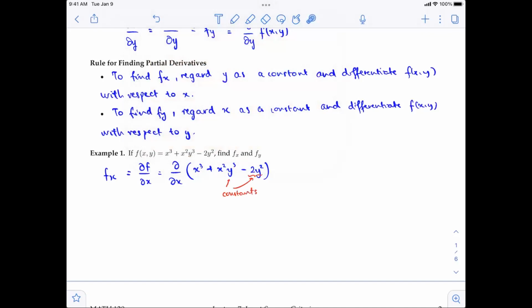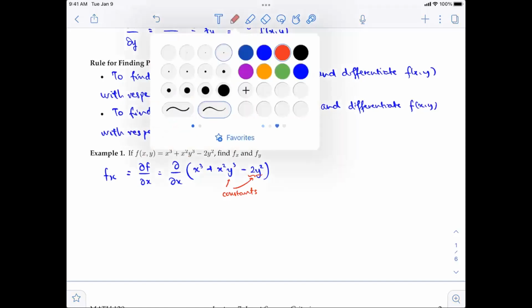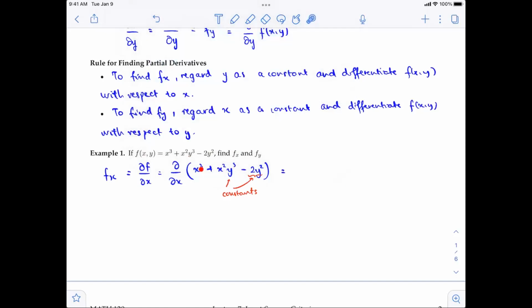Okay, and then you just take the derivative with respect to x. The derivative of a sum is the sum of the derivatives, and the derivative of a difference is the difference of the derivatives. So the derivative of x cubed is 3x squared. And for this term, remember y cubed in this case is a constant, so you just take the derivative of x squared. This gives me 2x times y cubed. And the derivative of a constant is equal to 0. So that's what we get for the derivative of the function with respect to x.